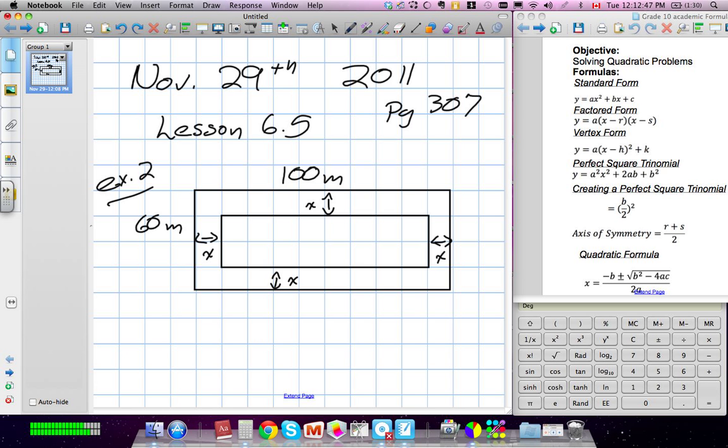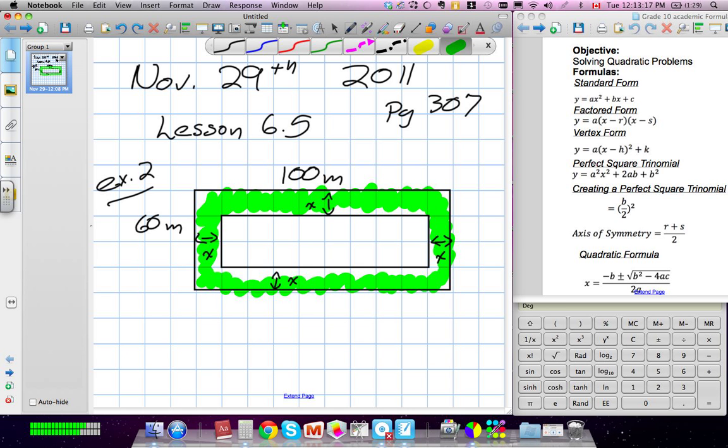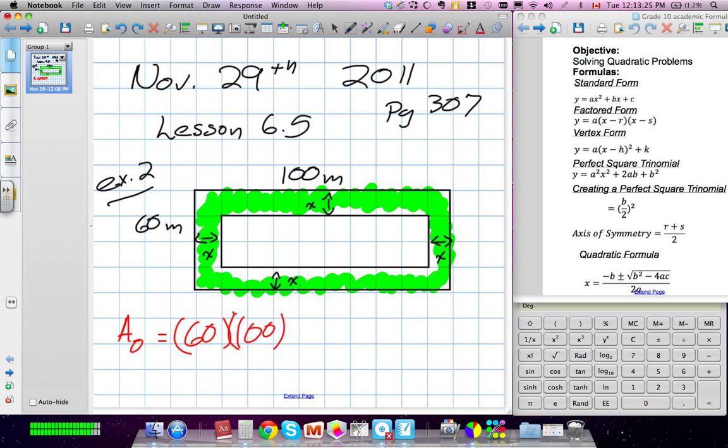So in other words, they're talking about this green part here. This is the path. Now they want the path to not reduce the size of this by more than 10%. So in other words, it still has to stay at 90% of the original area. So let's find out, first of all, the actual original area of this thing. The area of the original is 60 by 100, which is going to give us 6,000 meters squared. So that's the original area.